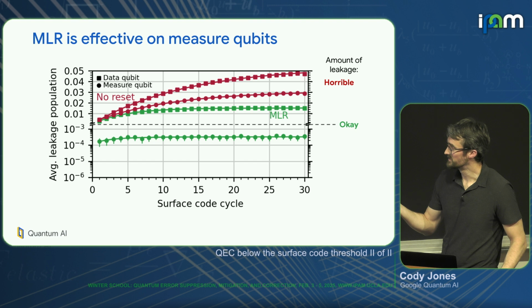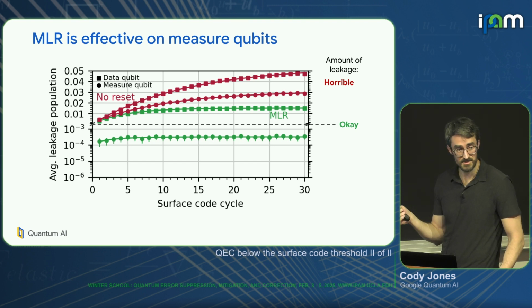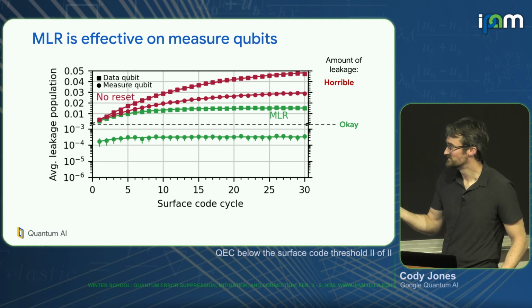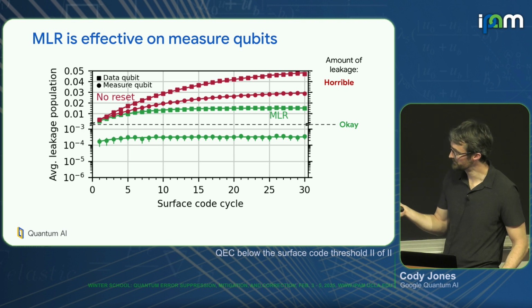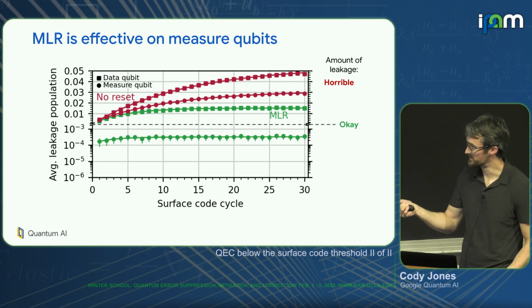Well, the data qubits got better, and that's because the measure qubits are now providing a sink, if you will, a place where leakage can go and get removed. But it's still not good, right? This is still up in the, fraction of qubits that are leaked is more than 1%. Not good. Now the measure qubits, remember those are the circle guys, they got a lot better. They went from a little, 2-3% leakage down to a few times 10 to the minus 4. So they're doing great. That's multi-level reset helping you.